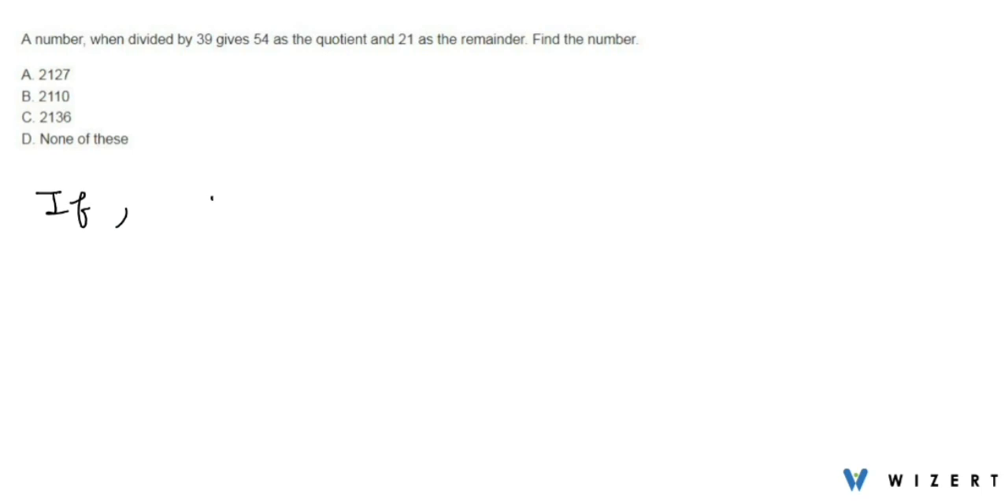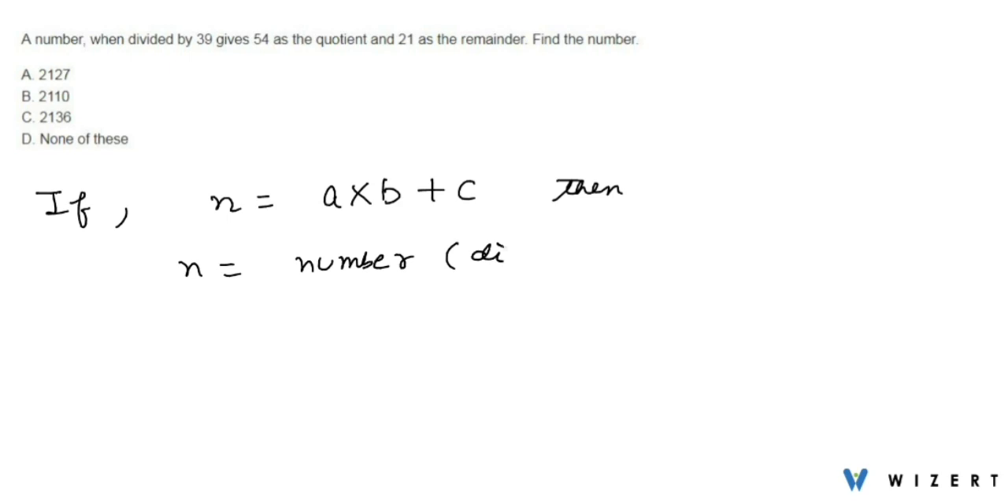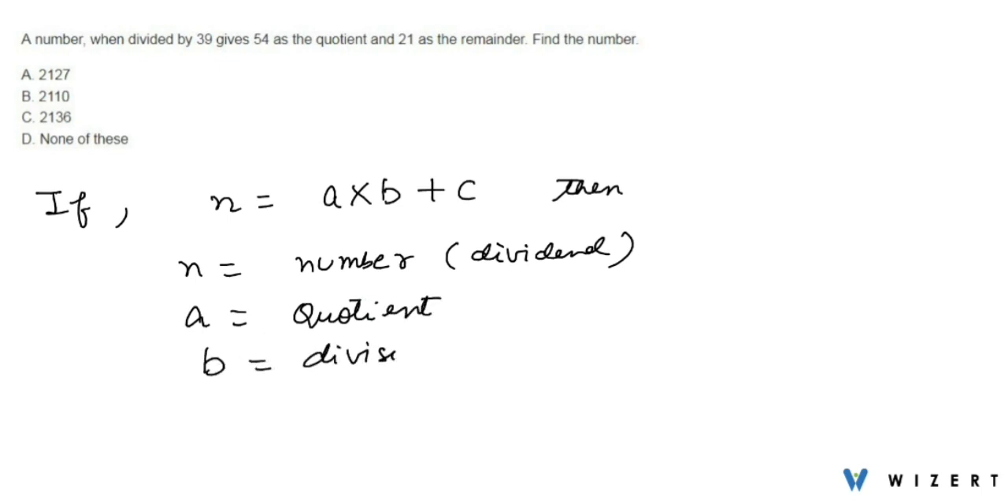So we all know that if any number is written in this form, a multiplied by b plus c, then we can say that here n is our required number, sometimes called the dividend, and a is the quotient, then b is our divisor and c is the remainder. So this is the format. Now quotient, divisor and remainder are given in the question and we have to find the number.